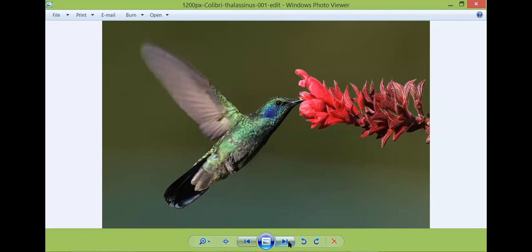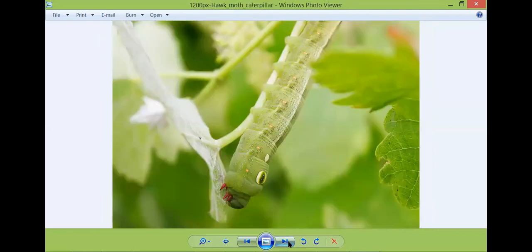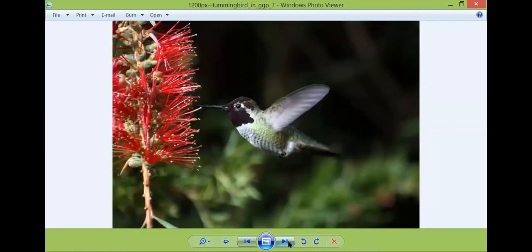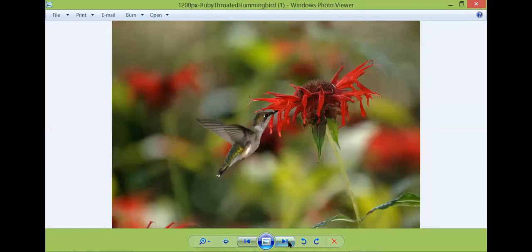Actually, I have collected some. This is what? Caterpillar. Again, these are the hummingbird, small bird varieties. Hummingbirds. Okay.